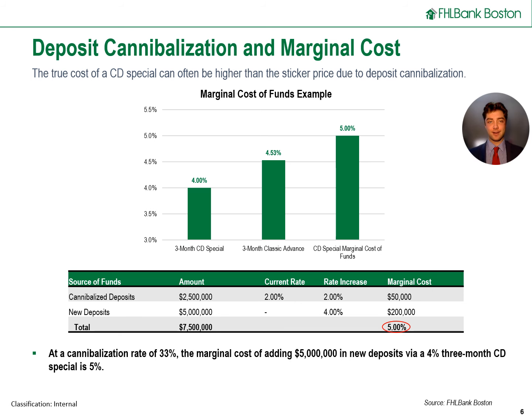In the scenario on this slide, we have a depository with 2% existing cost of funds who is considering offering either a 3-month deposit special at 4% or taking down a 3-month classic advance at 4.53%.